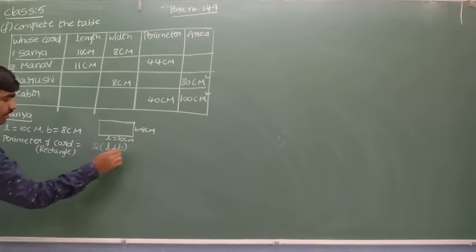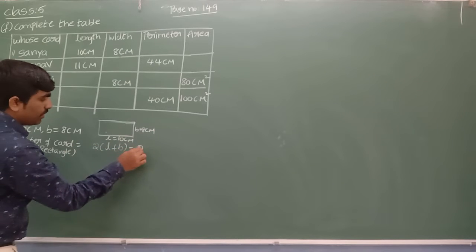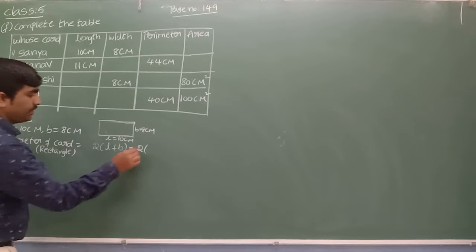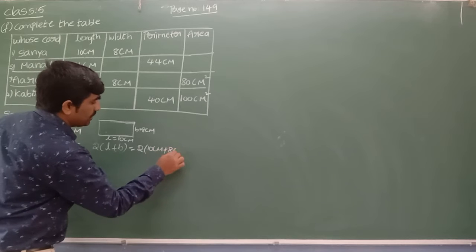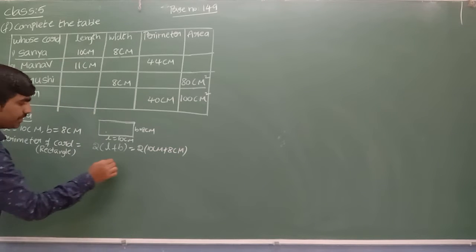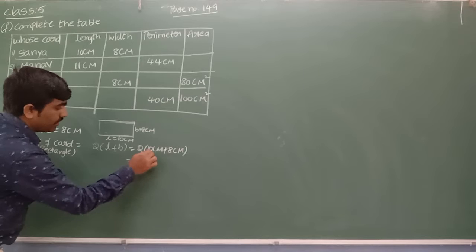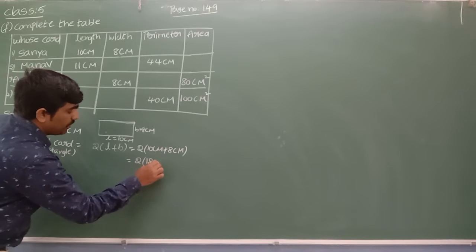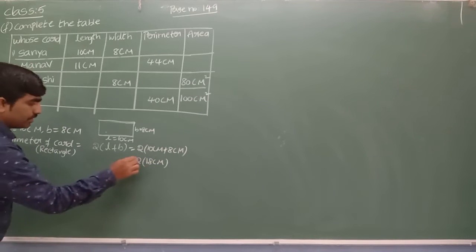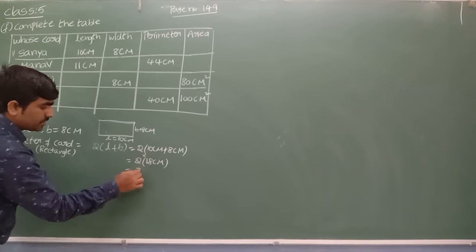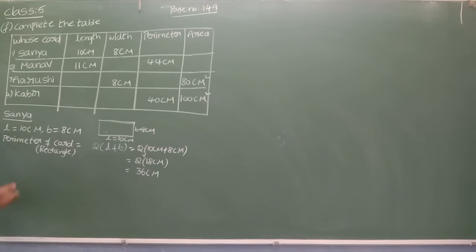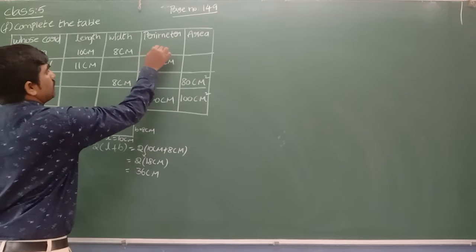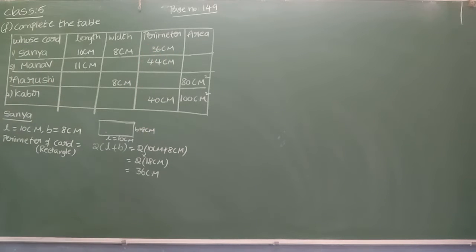Now substitute here: equal to 2 into, what is the length given? 10 centimeters, plus what is the breadth? 8 centimeters. Now we can simplify this: 2 into (10 plus 8), which is 18 centimeters. And you know one thing, this bracket means multiply. 2 into 18 is 36 centimeters. So the perimeter of the card is how much? Here you can write 36 centimeters.